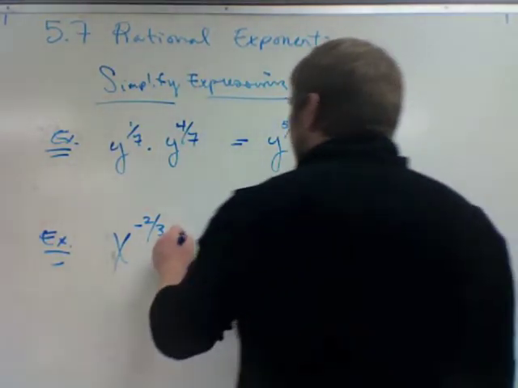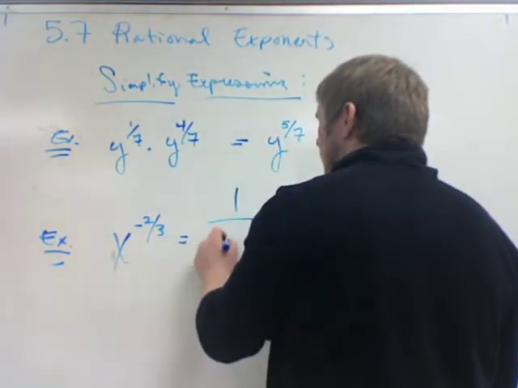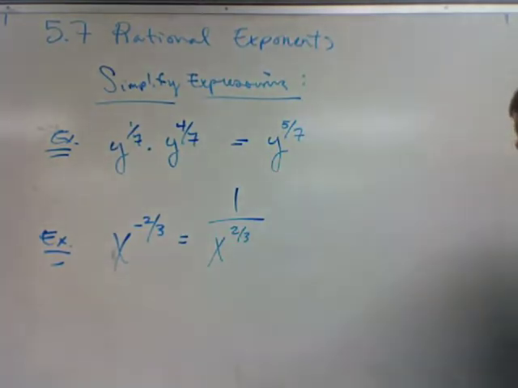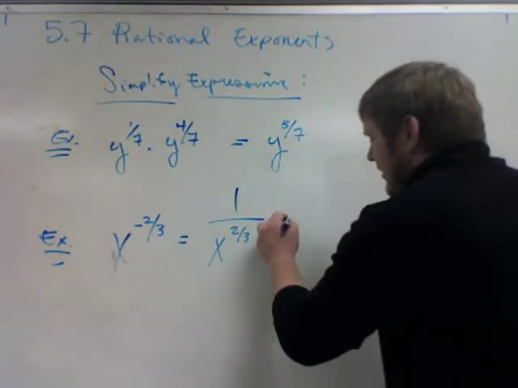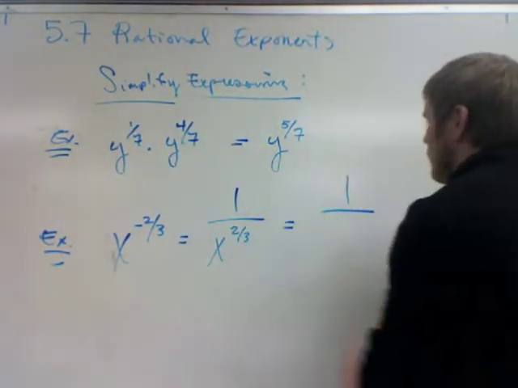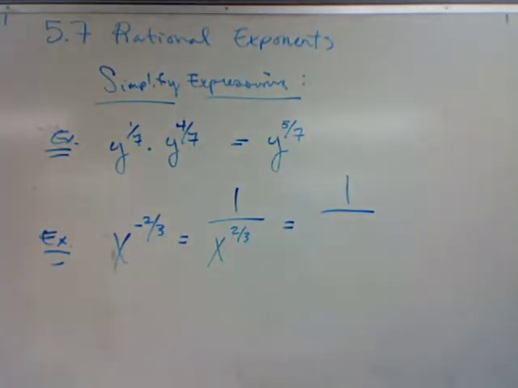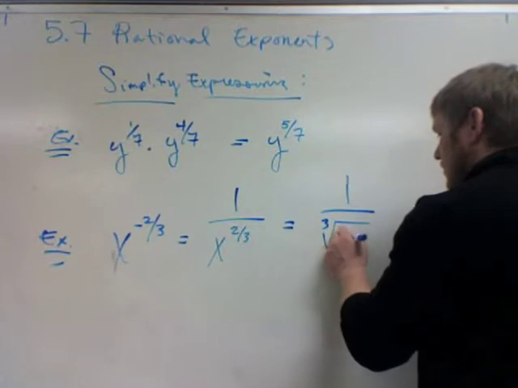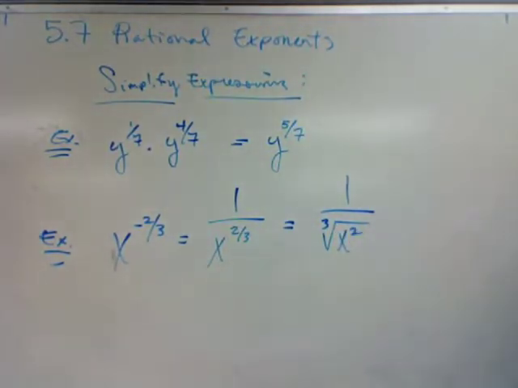Okay, so in this particular case, I have 1 over x to the 2/3. What does that actually mean? That means I have 1 over the cube root of x squared. Now, can I have an nth root in the denominator, once it's being simplified? No, I need to get rid of that.